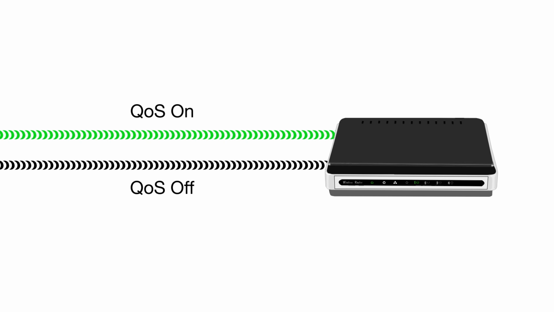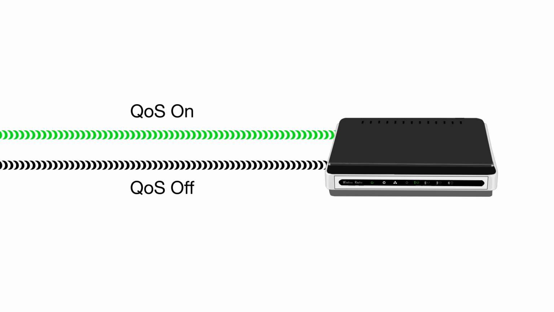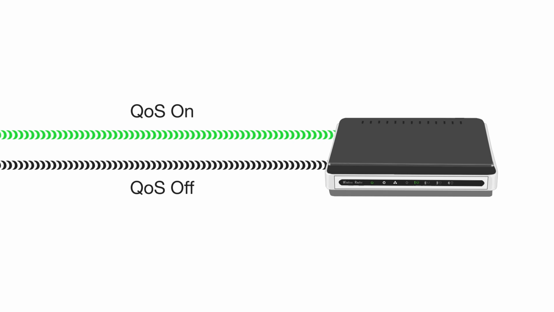This means that Dante audio will arrive on time, even at the expense of other traffic, which is exactly what we want. Note that inexpensive unmanaged switches do not include QoS. While this is adequate for small, dedicated networks, we recommend the use of managed switches for consistent, professional results.